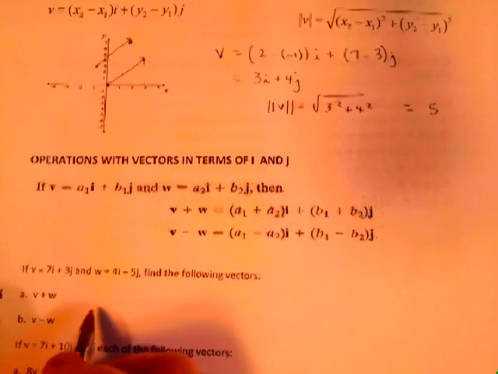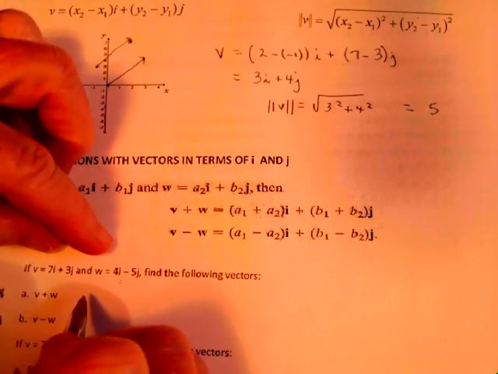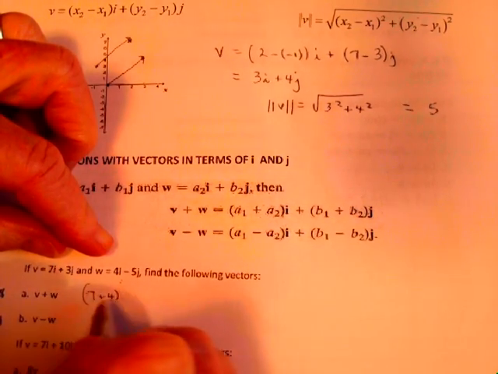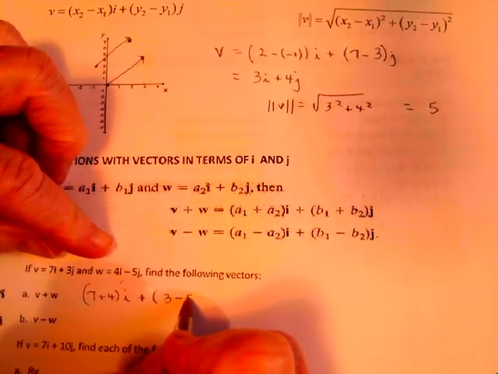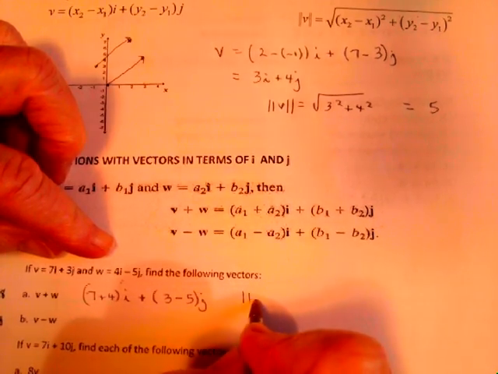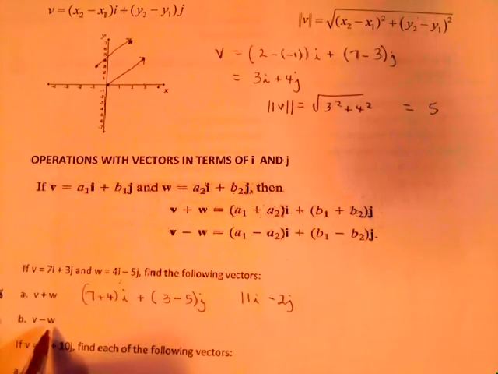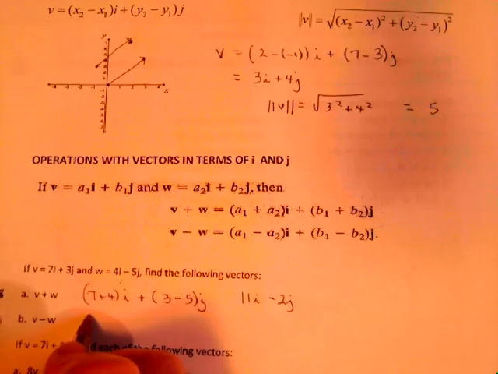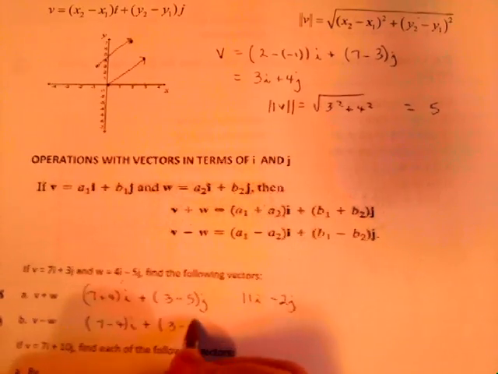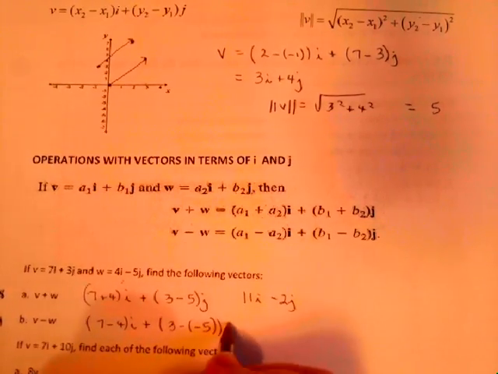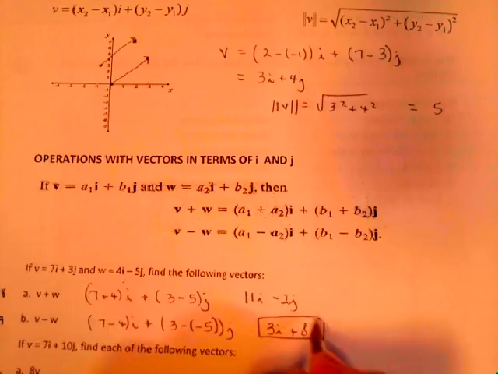Homework problem number 18. Find v plus w if these are the given vectors. 7 plus 4, i, plus 3 minus 5, j: 11i minus 2j. Final answer. B, v minus w: 7 minus 4, i, plus 3 minus -5, j: 3i plus 8j. Final answer.